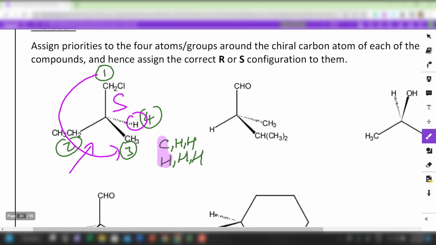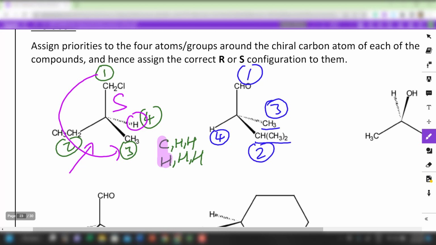Okay, now we'll do the same thing. Of course, H, lowest priority. Then again, we have CHO. So those of you who are familiar, oxygen has the greatest atomic number amongst oxygen, carbon, and hydrogen. So this is priority 1. Then of course, CH3 versus isopropyl, of course, CH3 priority 3 and this priority 2.